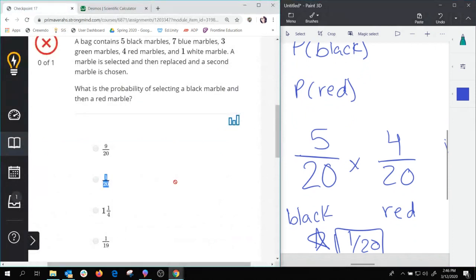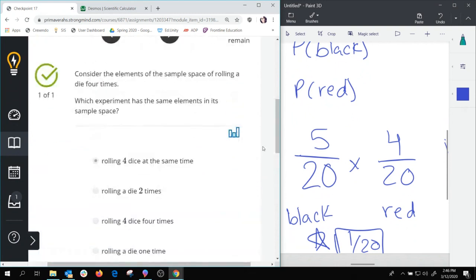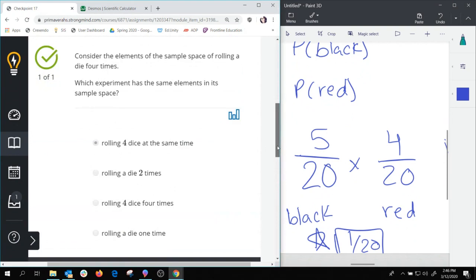So for this one, we'd pick 1 over 20. All right. On number 8, you got number 8 correct. Do you want me to explain it or are we okay?